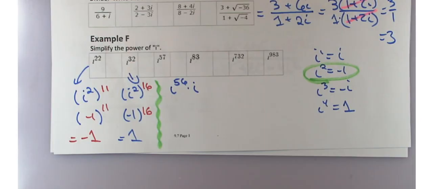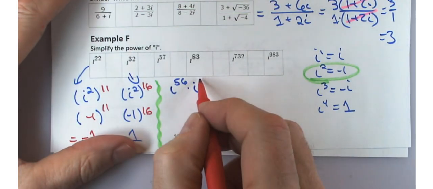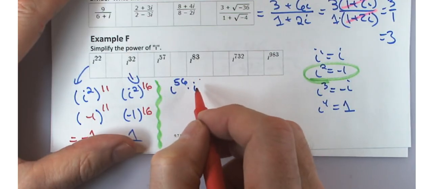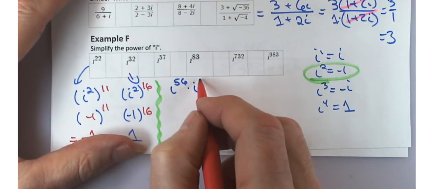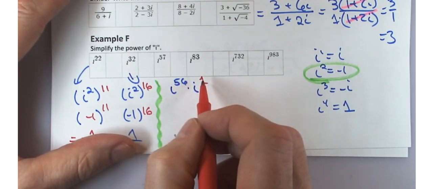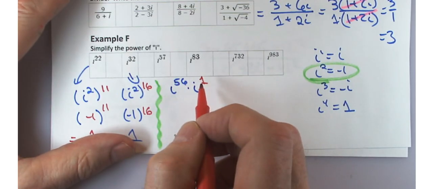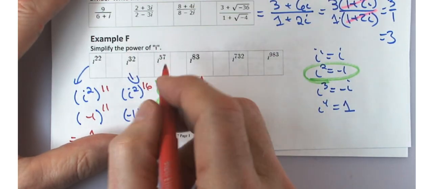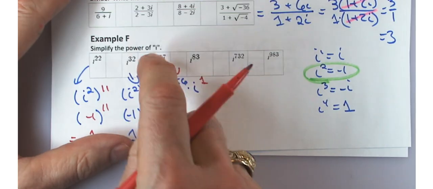Remember what happens when you multiply things with the same base. Dave, it's not really written, but it's understood that this power of i here is a what? 1. And when you multiply things with the same base, you add their exponents, right? So 56 plus 1 gives me 57. So this and this are the same.